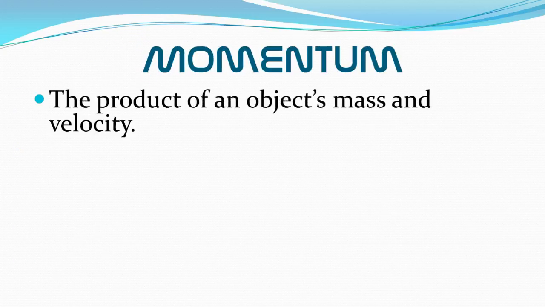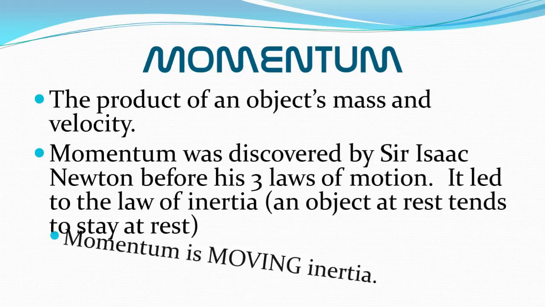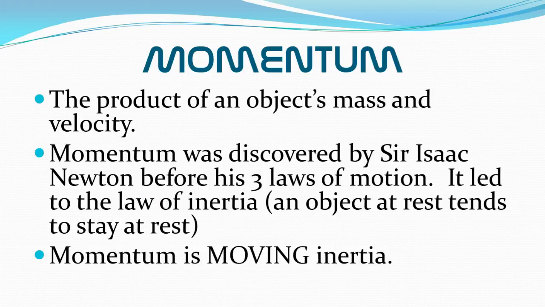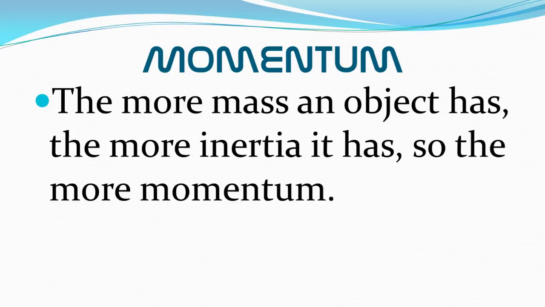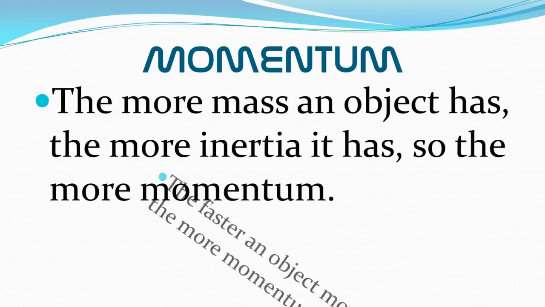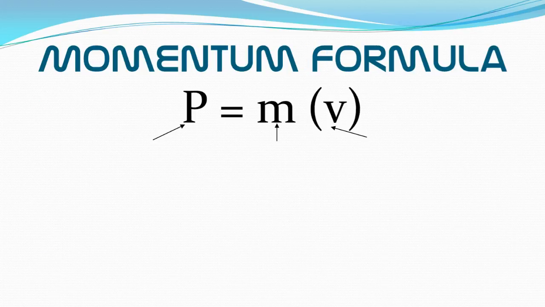Momentum is the product of an object's mass and velocity. It was discovered by Sir Isaac Newton even before his 3 laws of motion. It led to the law of inertia. Specifically, an object at rest stays at rest, or an object in motion stays in motion. Momentum is just moving inertia. The more mass an object has, the more inertia it has, so the more momentum. The faster an object moves, the more momentum it has.